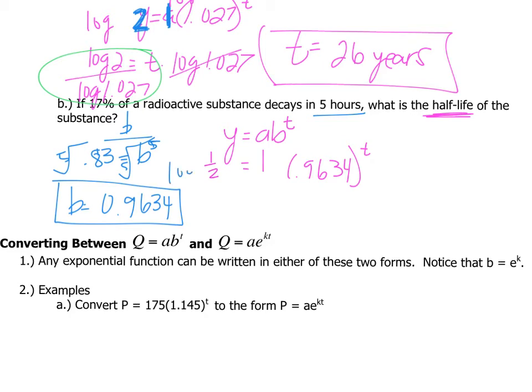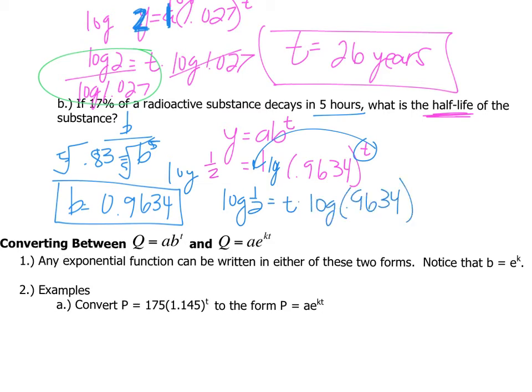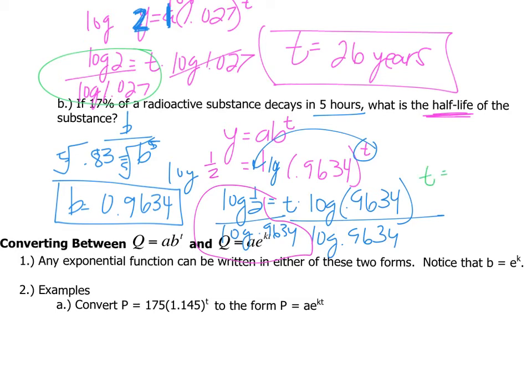From there, I can take the log of both sides, use my power property. I have the log of 1/2 equals t times the log of 0.9634, and then divide both sides by the log of 0.9634. This is what would go in your calculator to find that value of t, which should be about 18.59 hours.